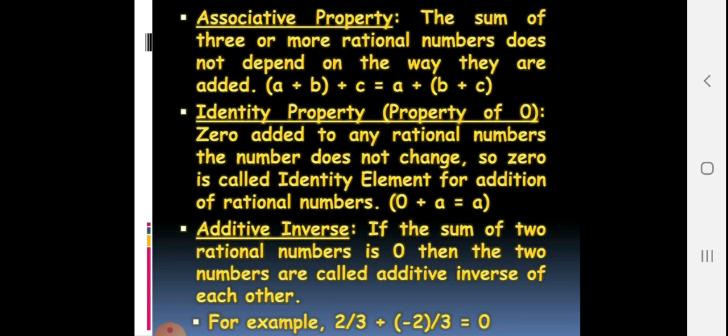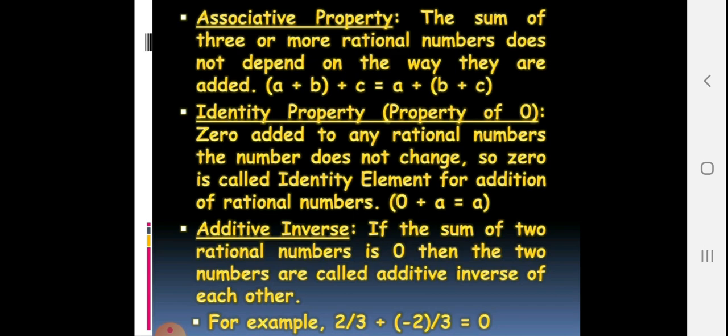Let's talk about the identity property, that is the property of 0. When 0 is added to any rational number, the number does not change. So, 0 is called the identity element for the addition of rational numbers. Let me give you an example. Any rational number added to 0, or 0 added to a rational number, gives the result as it is, which is the rational number.